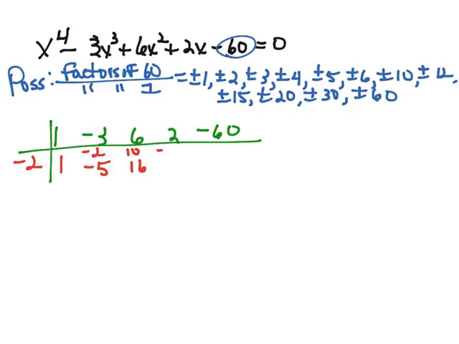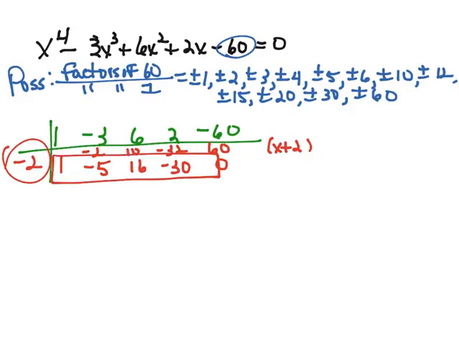Negative 2 times 16 is negative 32. Negative 32 plus 2 is negative 30. Negative 2 times negative 30 is 60. Negative 60 plus 60 is 0. So we have that negative 2 is a 0, and that comes from the factor x plus 2. And the other factor is this leftover part of our equation, which would be x cubed minus 5x squared plus 16x minus 30.